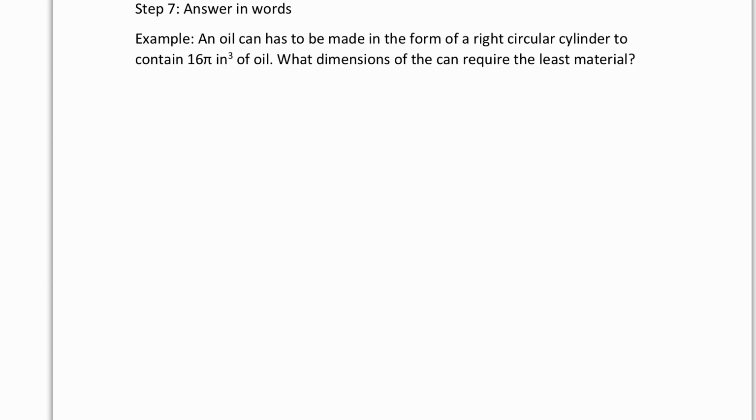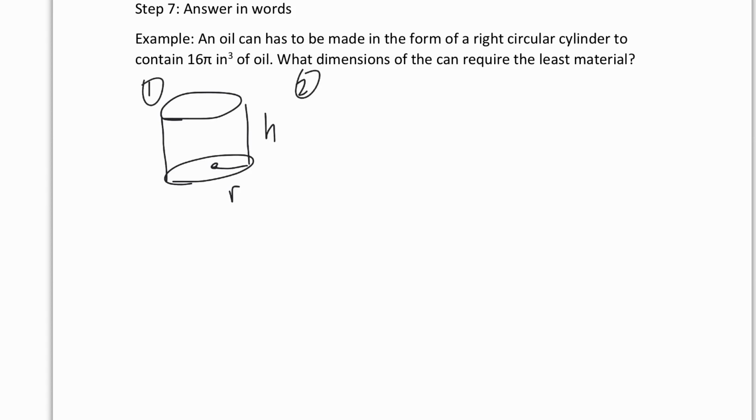So step number 1, we should draw a diagram. A right circular cylinder means a cylinder. Circular means the bottom is a circle, and right means it's straight up and down. So we'd have something like this. Here's our oil can. We want to add some labels to it, so oil cans have a height, and of course they have a radius. This is step number 1.